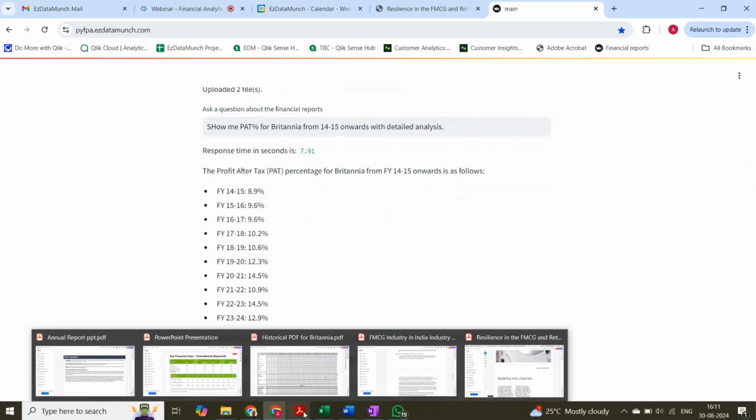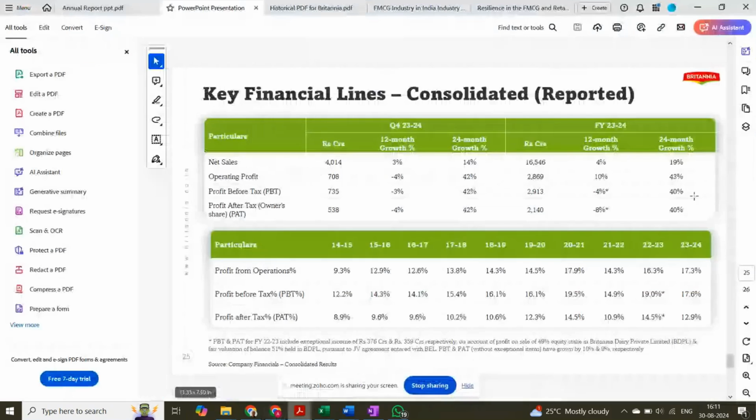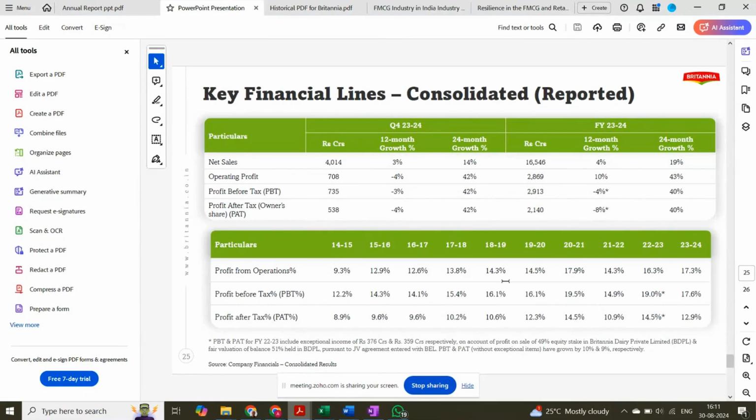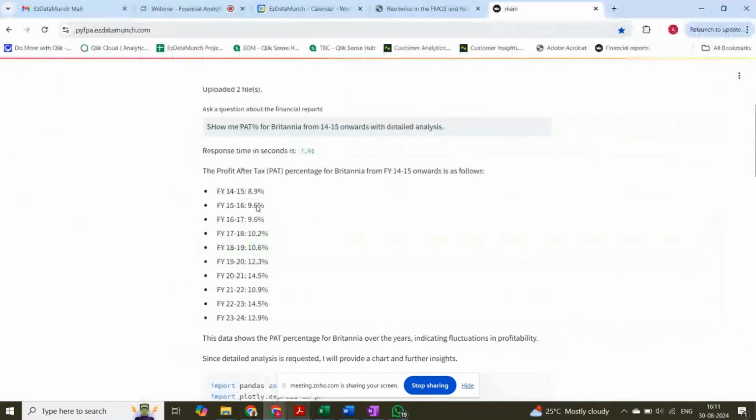What is the source document and how is it looking at it? So let me try and show you the source doc. So as you can see here, it's picked up this data from here. So it's PAT percentage. It's got 8.9, 9.6, 9.6, etc. It's picked up all these years, the information for PAT against all these years, and reflected it in this document which you've seen. That's the beauty of the bot, right?